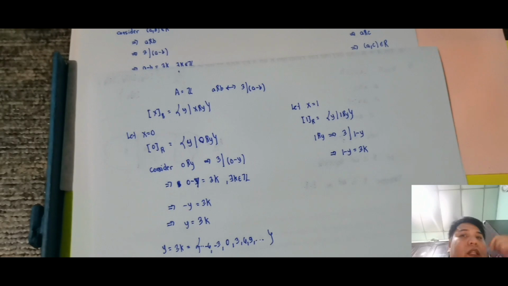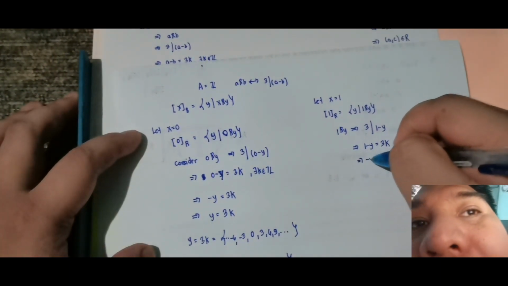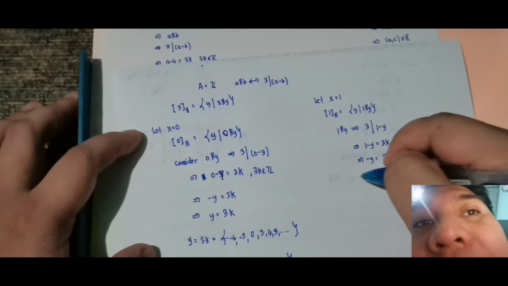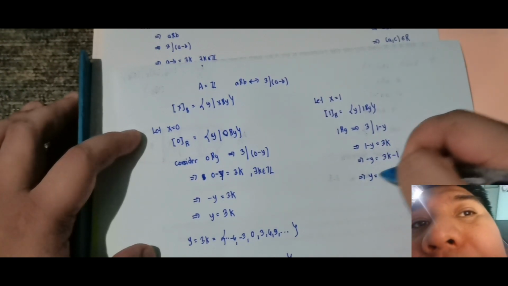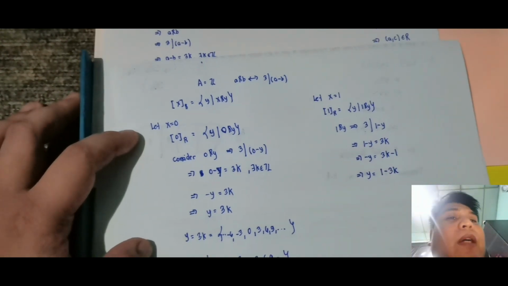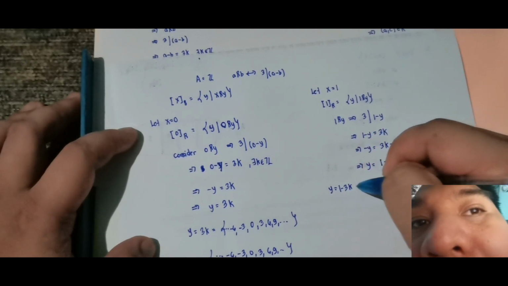Okay, so anong goal natin dyan? So, sir, siya naman yung mga value. Ang gagawin ko lang, hanapin natin yung value ng y. So, that is, this implies that negative y is equal to 3k minus 1. Divide both sides by negative. So, this is y is equal to 1 minus 3k. Yan yung mga value. So, ano yung 1 minus 3k na yan?